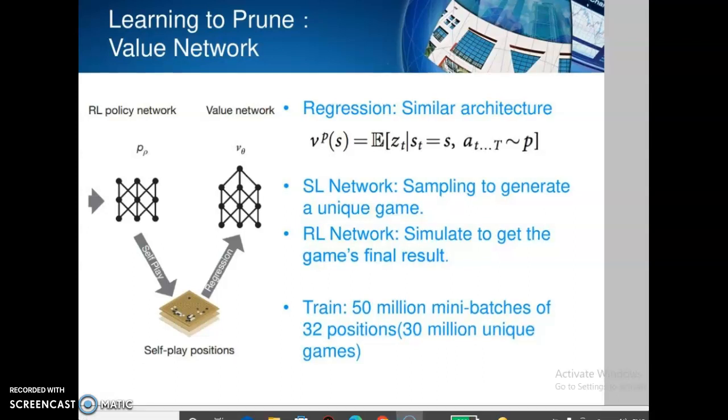Learning to improve the value network. The RL policy network is used with the value network, with data from self play regression. Self play position regression, similar architecture: V of S equals E of Z t given S t, A t. The SL network is sampled to generate a unique game, and the RL network simulates to get the game's final result. Train 50 million mini batches of 32 positions, from 30 million unique games.